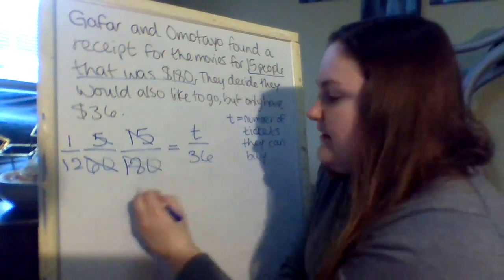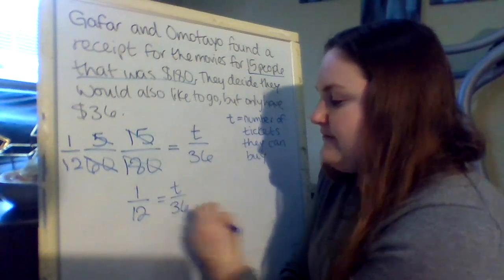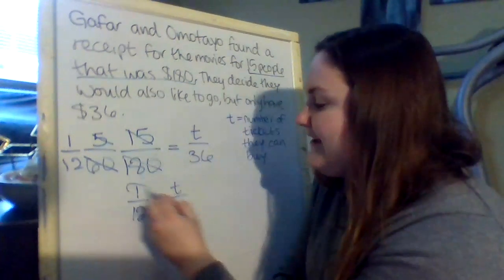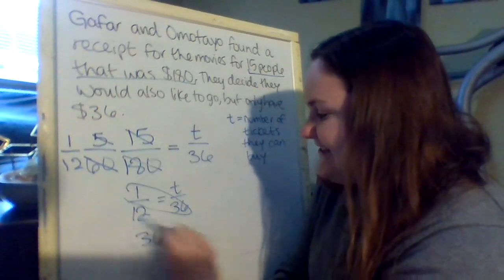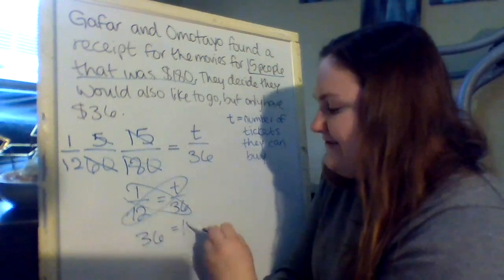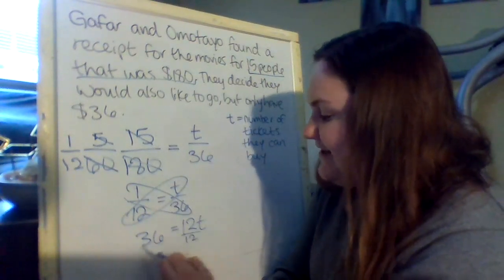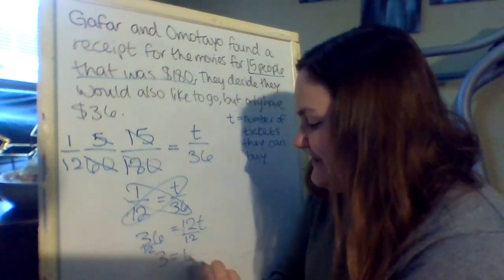That now gives me 1 over 12 equals t over 36. So when I go to cross multiply, it's going to be a lot easier for me because, oh, look at that multiplication. 1 times 36 is 36. 12 times t is 12t. I'm running out of board space, but I can divide both sides by 12 and get 3 equals t.